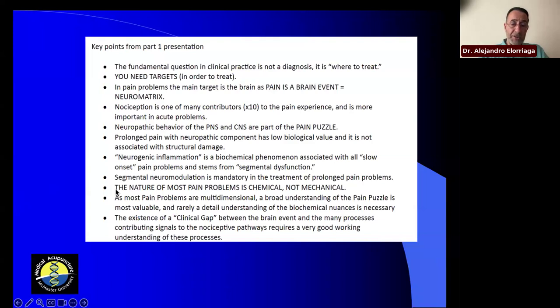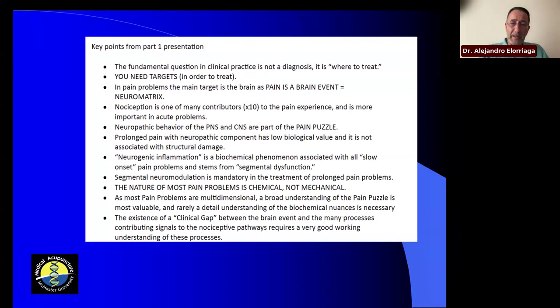The other concept that was built as well was that the nature of most pain problems is chemical, not mechanical. That's very, very important. We're so used to identifying pain with structural damage, and that is not statistically true. And you can try to prove me wrong with the literature. Most pain problems are chemical, and they are due to this contribution of the neurogenic inflammation plus other local phenomena.